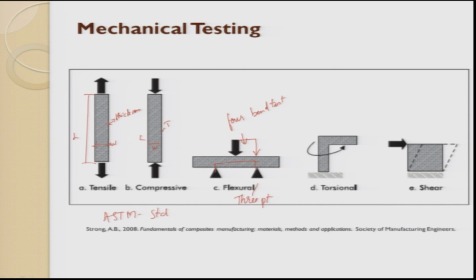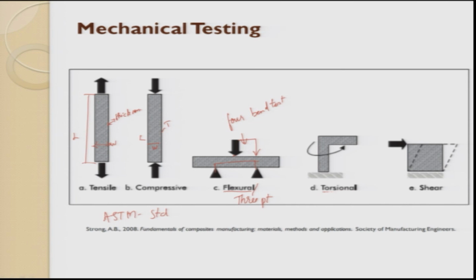Because in ceramics, what happens if you apply load on one center, and if at all there is a crack, the crack propagates very fast and it shatters. So, now people have said that it is advisable to use the 4-point bend test as far as ceramic matrix composites. Polymer matrix composite, we can always go for a 3-point bend test.